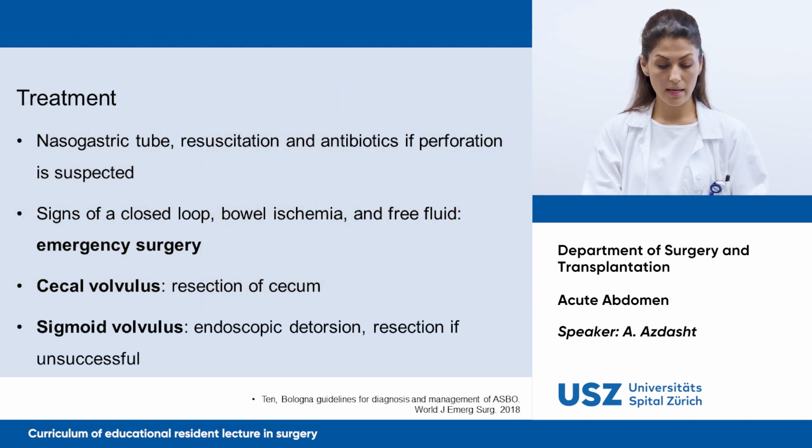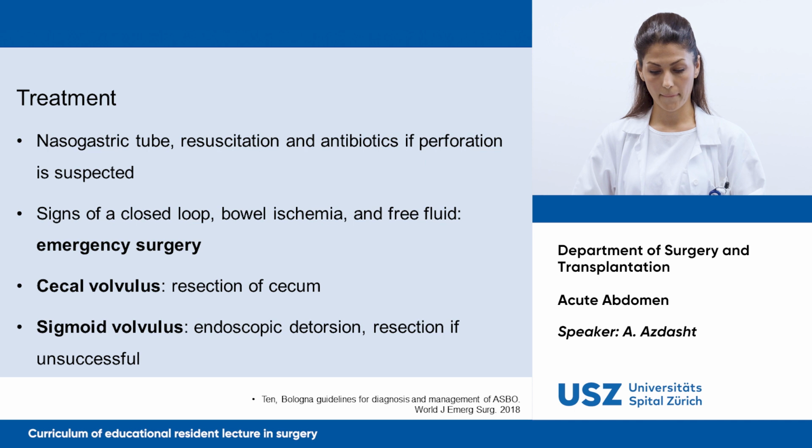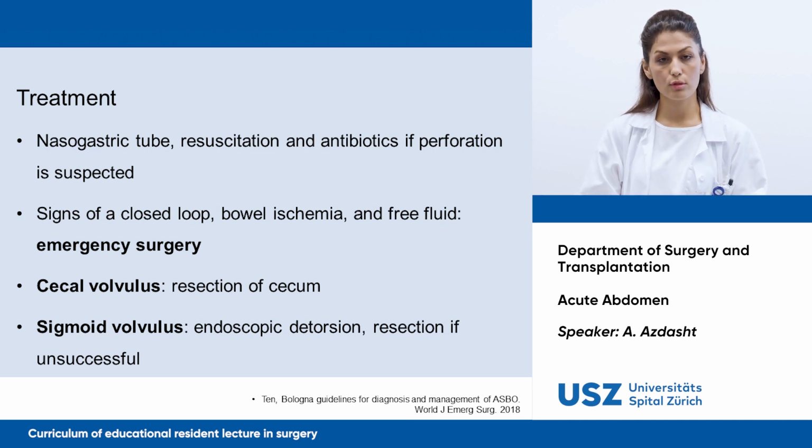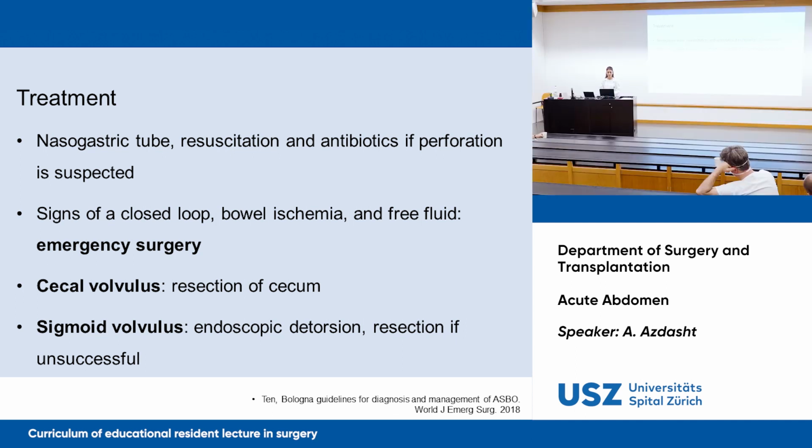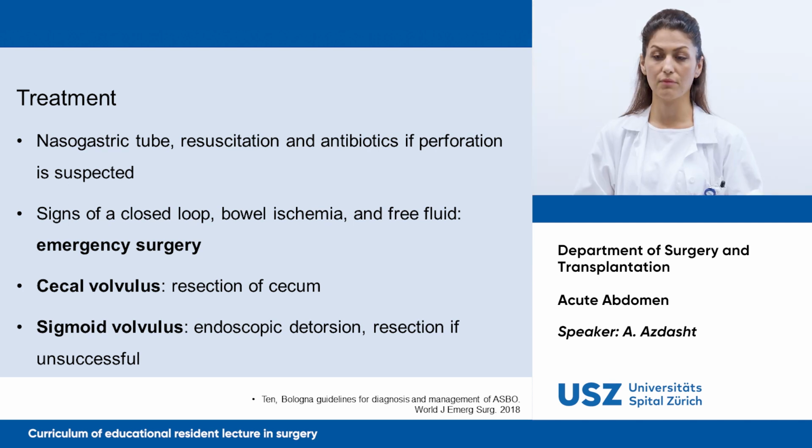The correct treatment of small bowel obstructions is derived from the Bologna guidelines. First off, you start with insertion of a nasogastric tube for decompression. You do a resuscitation, and antibiotics should also be administered if a perforation is suspected. If you have signs of closed loop bowel ischemia and free fluid, you definitely do emergency surgery, but generally speaking, around 85% of the partial small bowel obstructions can be treated without surgery, whereas 85% of the complete small bowel obstructions need surgery.